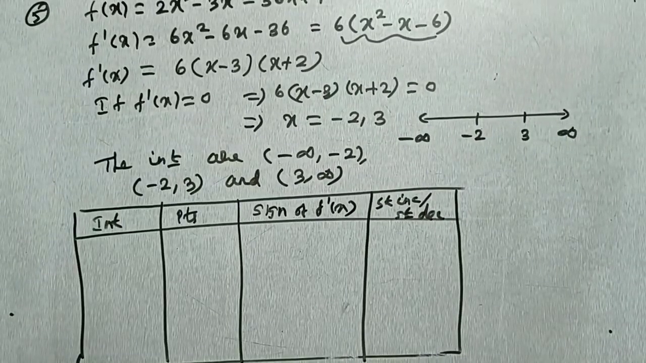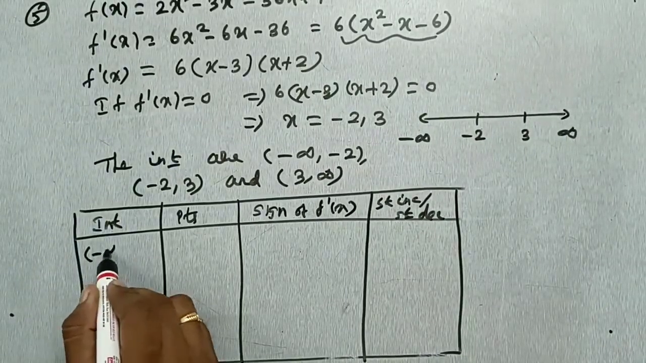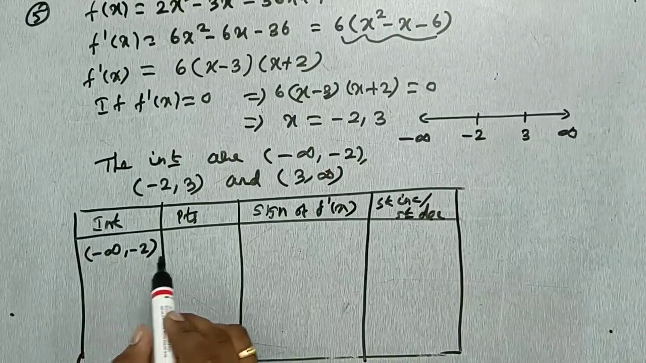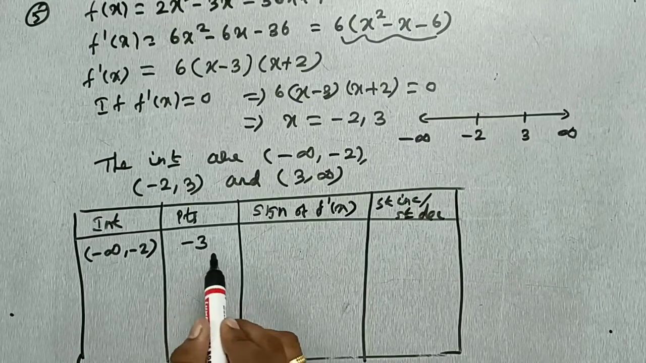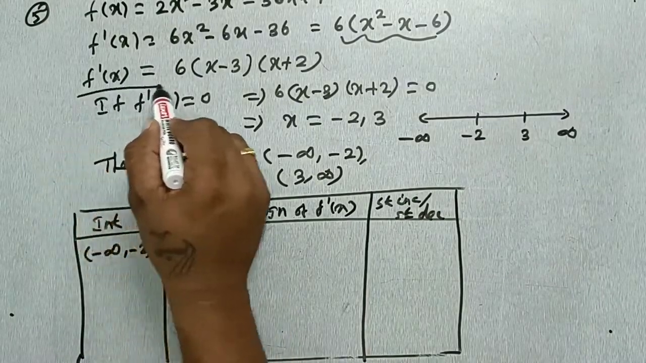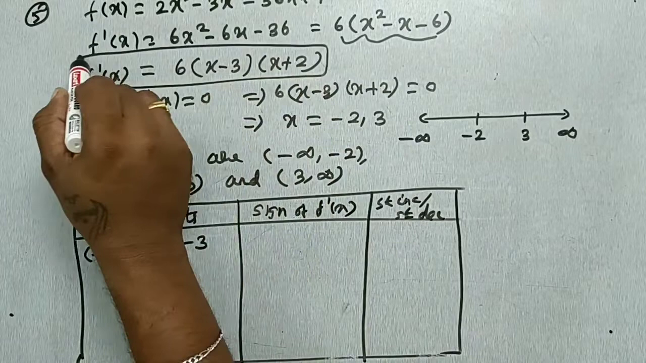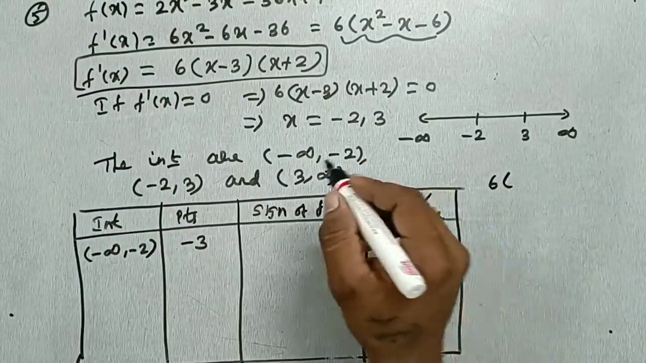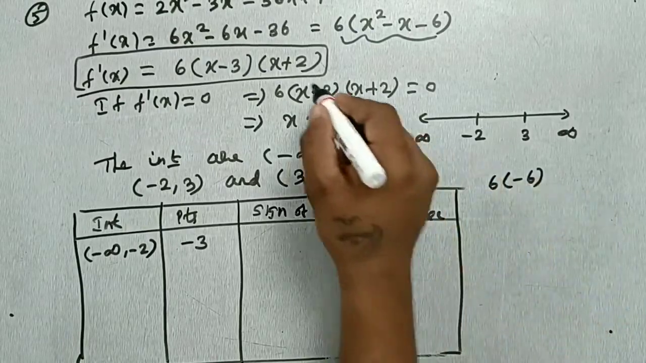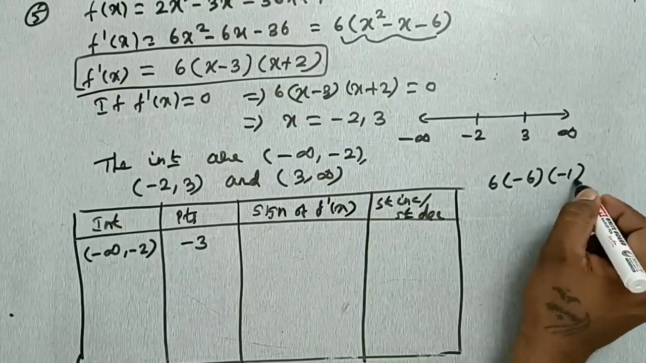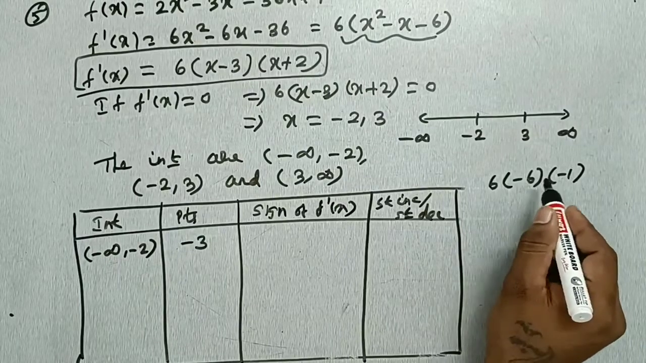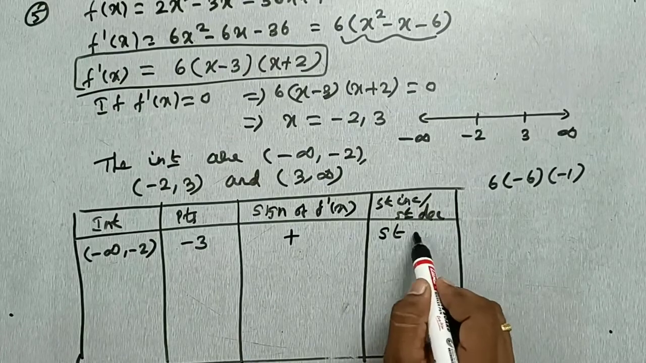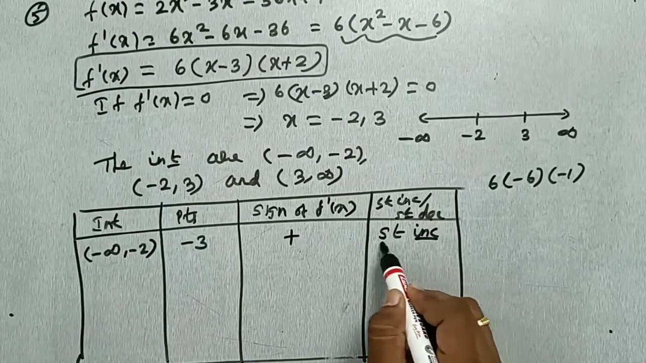Take the first interval, minus infinity to minus 2. Substitute any point in this interval; I can take minus 3. Substituting minus 3 in f dash of x, first we have 6, then minus 3 minus 3 gives minus 6, and minus 3 plus 2 gives minus 1. So positive into negative into negative gives positive. Positive means it is strictly increasing.